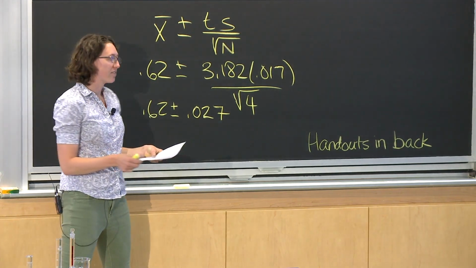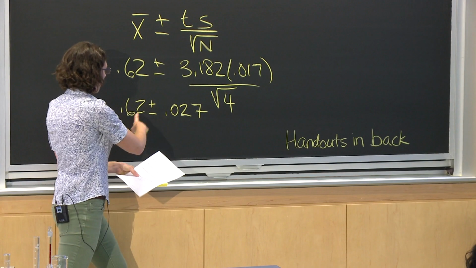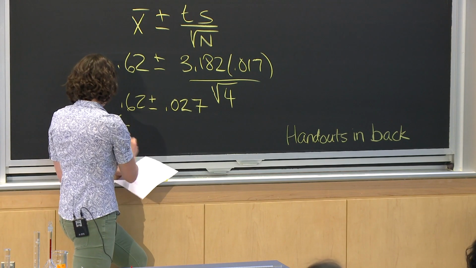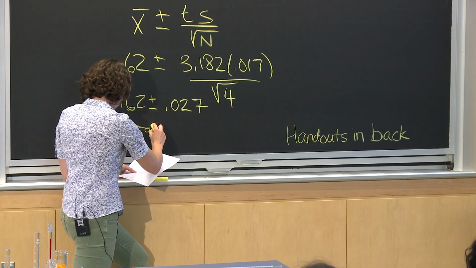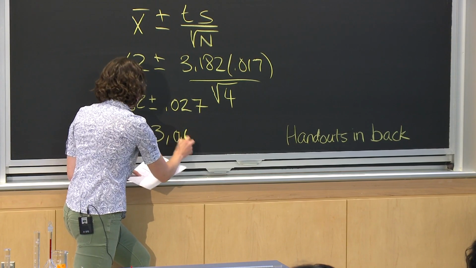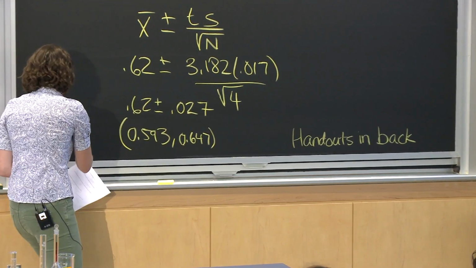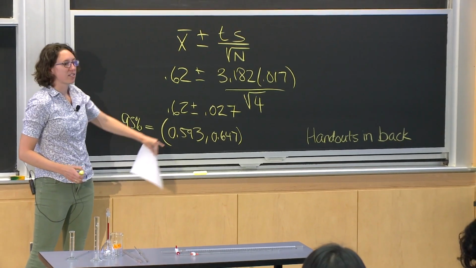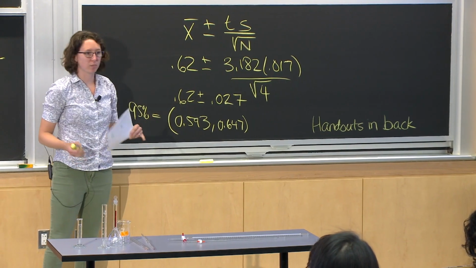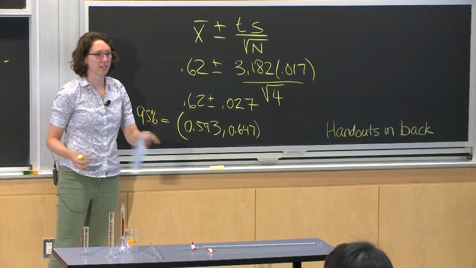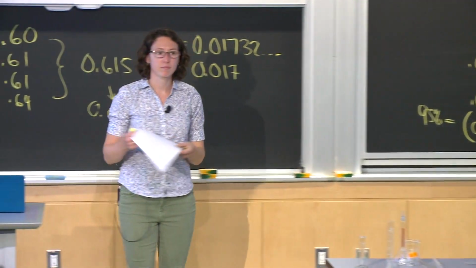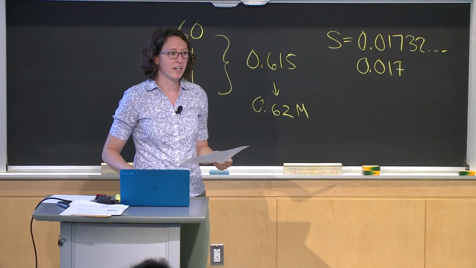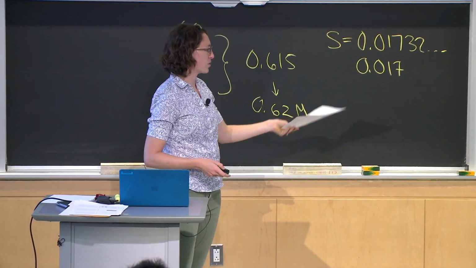When you're going to report your 95% confidence interval, you would add this number and subtract this number from your mean and then report it as a range in parentheses. So 0.593, 0.647. And so that's your 95% confidence interval. What that's saying is that there is a 95% chance that the actual population mean lies between these two numbers. You are 95% sure that the actual mean is in there. So in your lab reports, when it says to calculate a 95% confidence interval, that is what we are looking for.